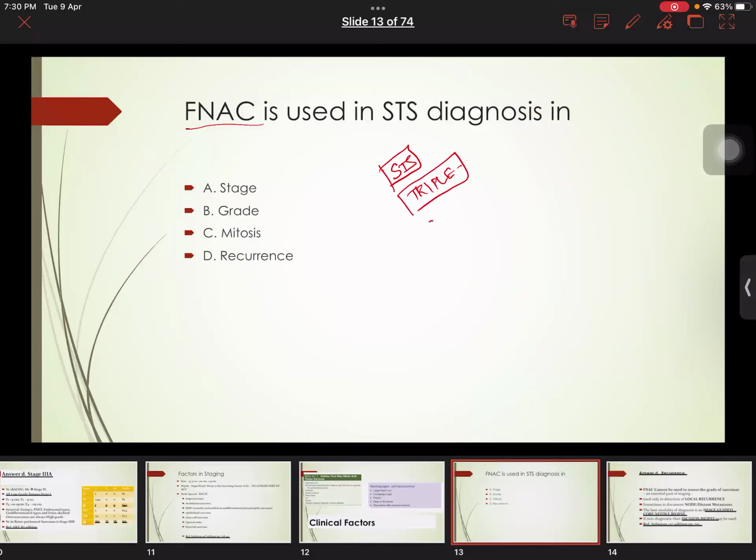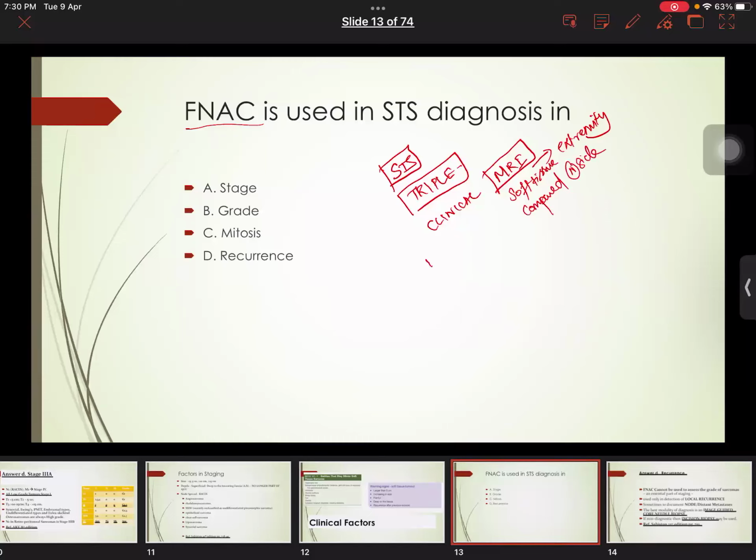In this triple assessment, the clinical assessment is done first, and then you have the imaging. For extremities, the preferred imaging is going to be MRI. For any extremity sarcoma, the preferred imaging is MRI because of the excellent soft tissue resolution. When you are doing an MRI, you always have to compare both the limbs bilaterally. So comparison with the normal side should be done as far as the MRI is concerned.